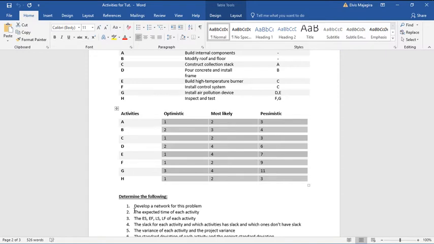Okay, so the third question is to determine the earliest start, earliest finish, latest start, and latest finish. Earliest start just means the earliest moment you can start the activity, and earliest finish just means the earliest time you can finish it. The latest start is the latest moment you will start, and latest finish is the latest moment you finish, not the project, your activity, right? So we've been asked for the earliest start, earliest finish, latest start, latest finish of each activity.